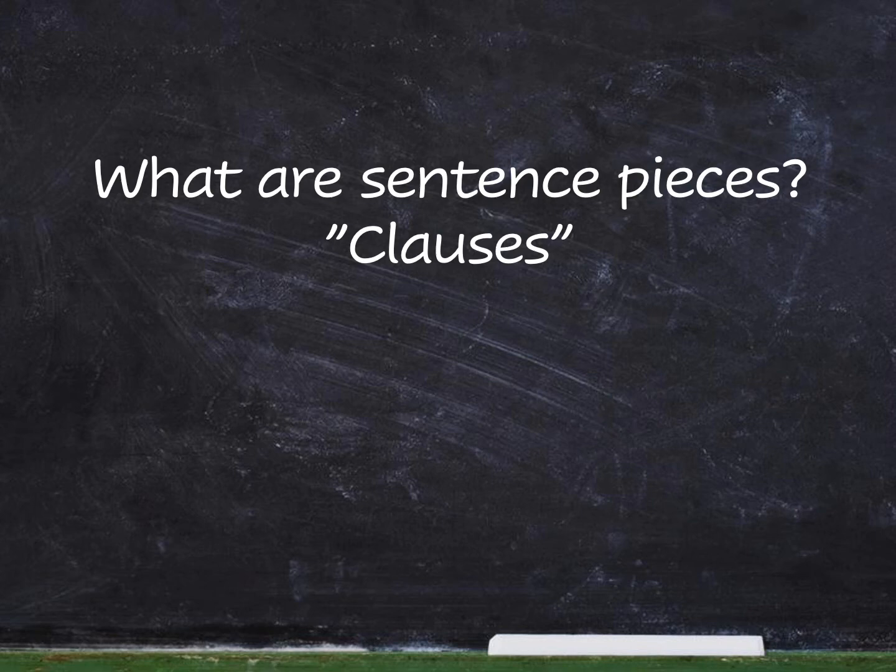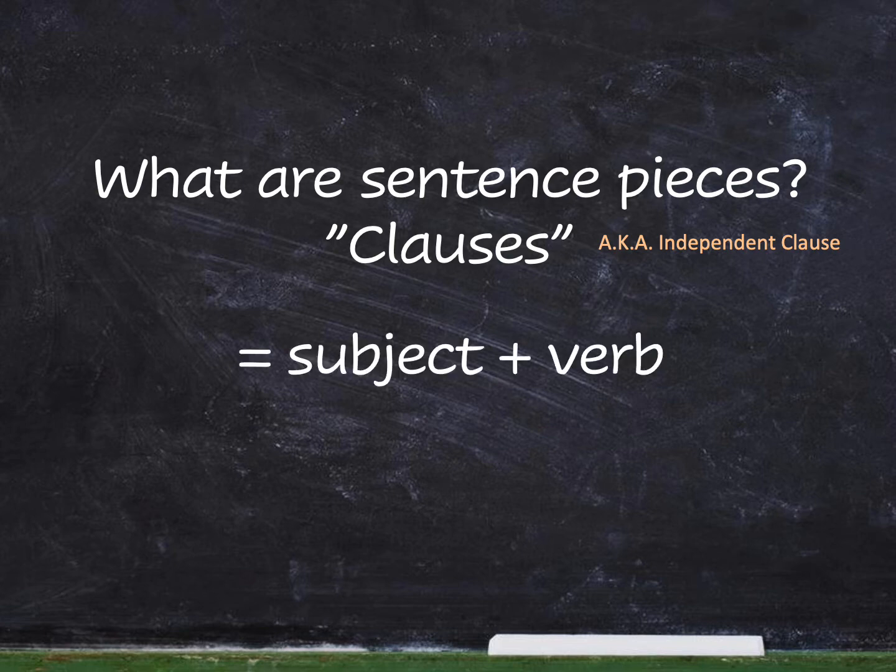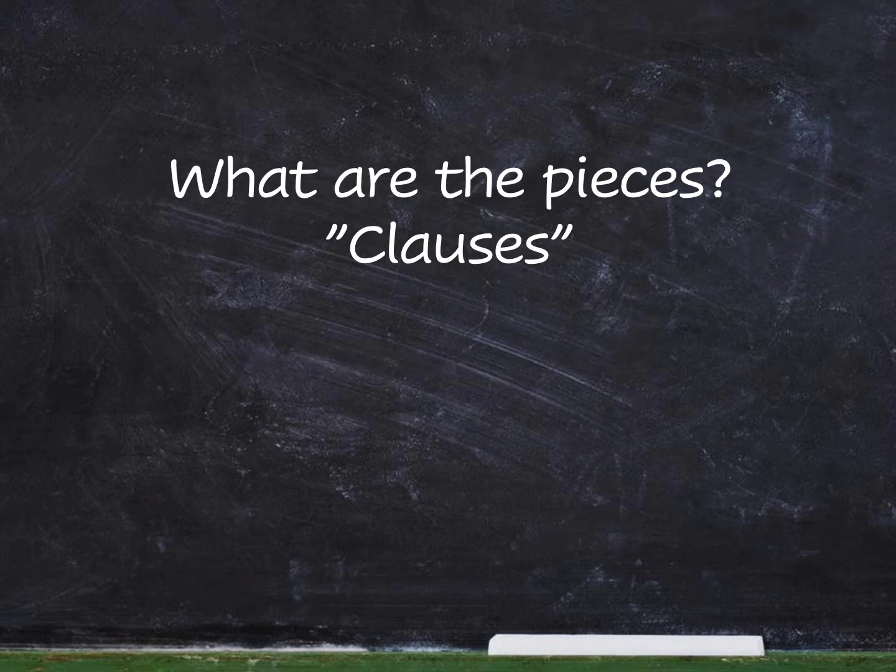Let's talk about sentences. To make your writing really good, you need good sentences. So, what are the sentence pieces or clauses? We also call them independent clauses, but I like to just call it the sentence piece. But you need a subject and a verb in each sentence piece. So, what are these clauses or pieces?